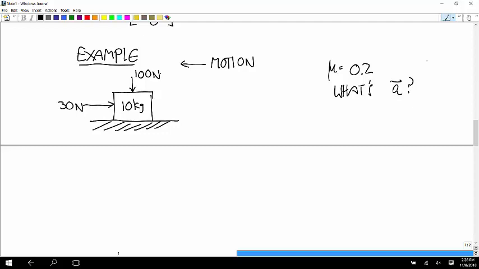And now this thing is already slowing down. So bigger friction force is going to make it slow down more. And so this is actually going to have a bigger acceleration, because the whole thing is slowing down already.